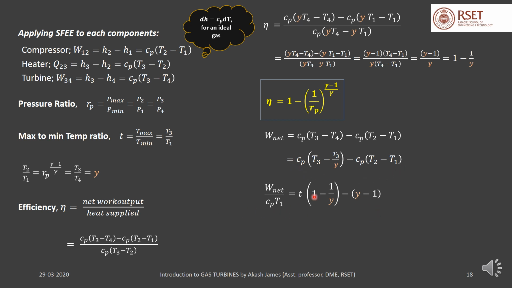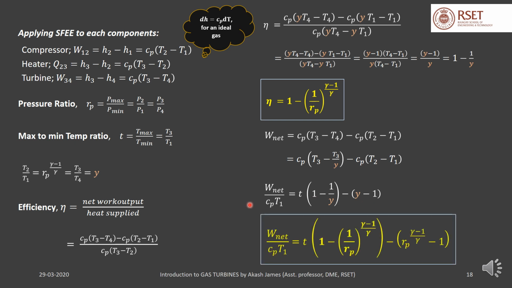Please try that out. Now that means the non-dimensional form of the specific work output is equal to T times 1 minus 1 by Rp raised to gamma minus 1 by gamma, minus Rp raised to gamma minus 1 by gamma, minus 1. So it is important to note that the specific work output depends on the pressure ratio as well as gamma, just like the efficiency. But unlike the efficiency, it also depends on the maximum to minimum temperature ratio.